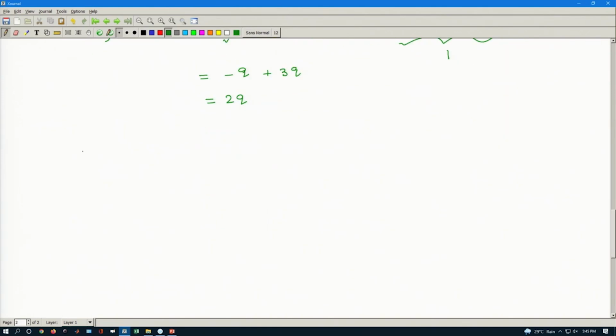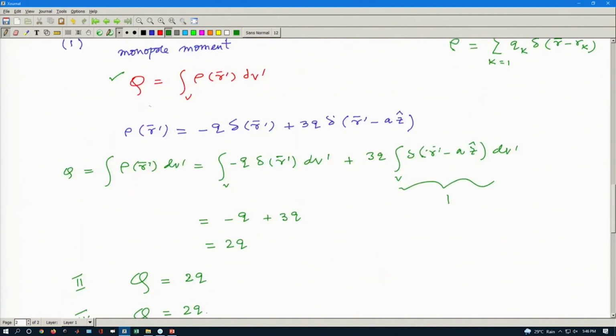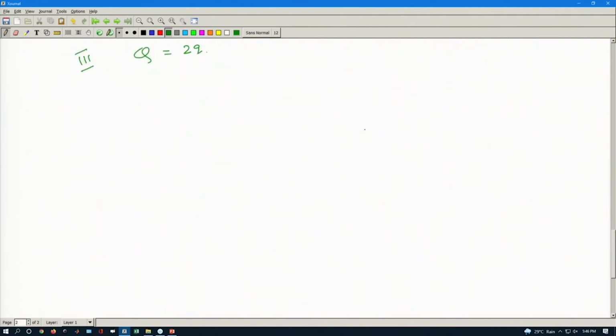So, the value should be 2q for all the cases. So, for case 2, the monopole moment again comes out to be 2q. I am not calculating that because the calculation is exactly the same, and for case 3 it should be again 2q. But the interesting thing is to calculate the dipole moment, which is important, and then this kind of definition will be very much useful. So, now problem 2, where we calculate the dipole moment.